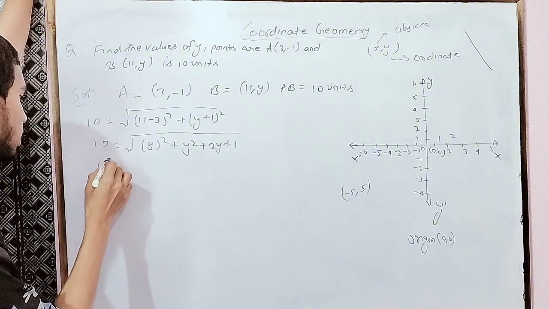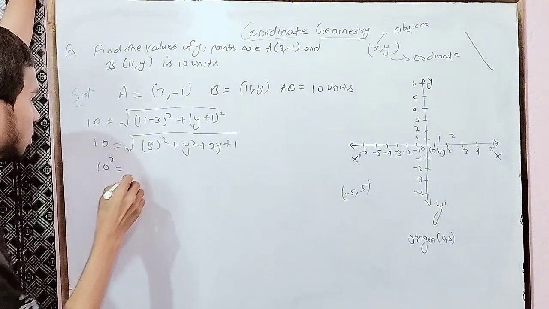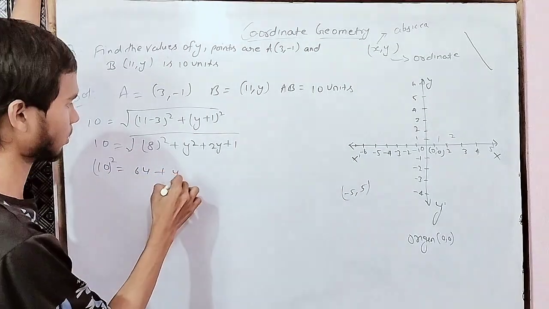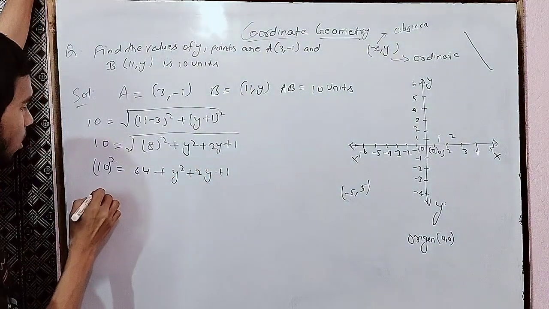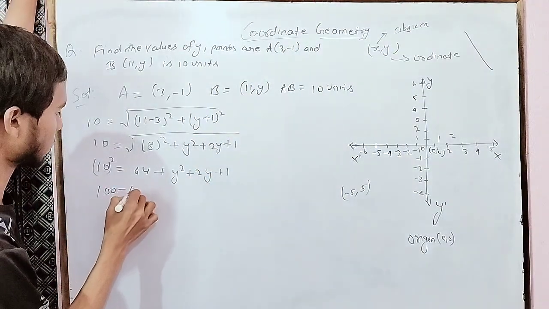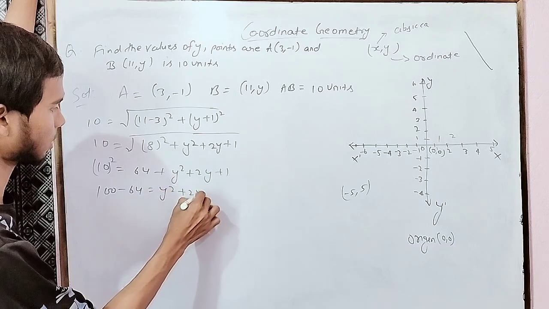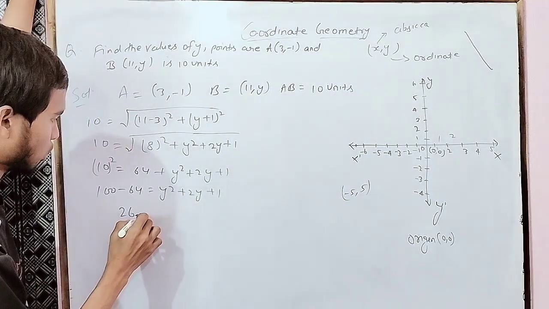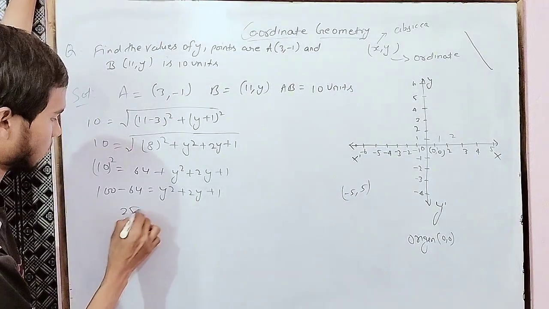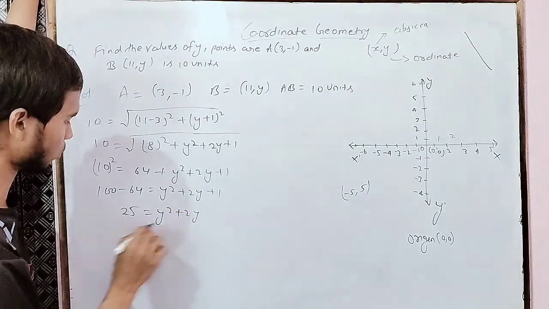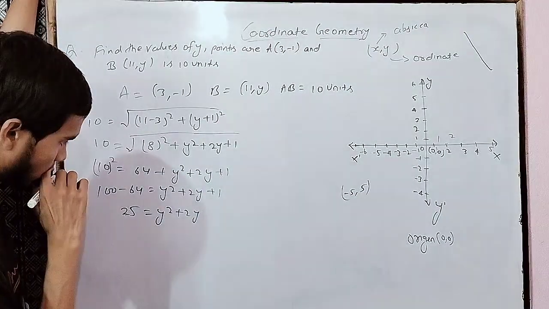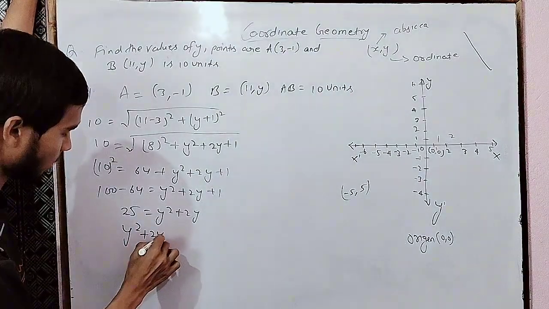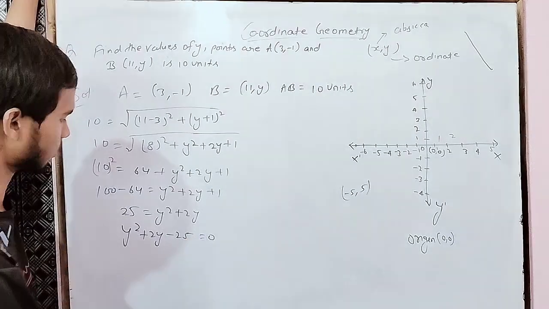This will come this side, then it will convert and n square. So here it is 64, and we have y square plus 2y plus 1. Okay, this is 100 minus 64, y square plus 2y plus 1. It is how much? 26. So again, can we write 25, y square plus 2y? So it will be how much? Y square plus 2y minus 25 will become 0.